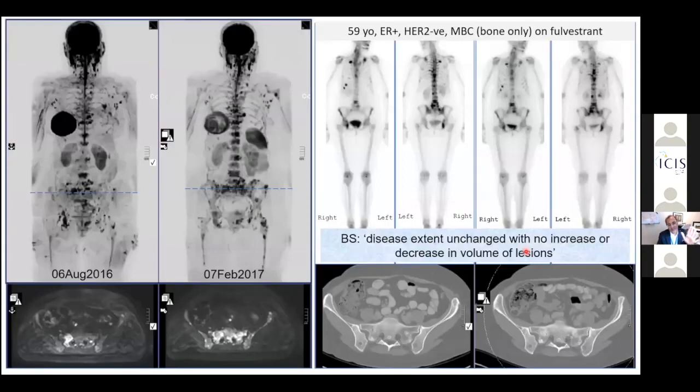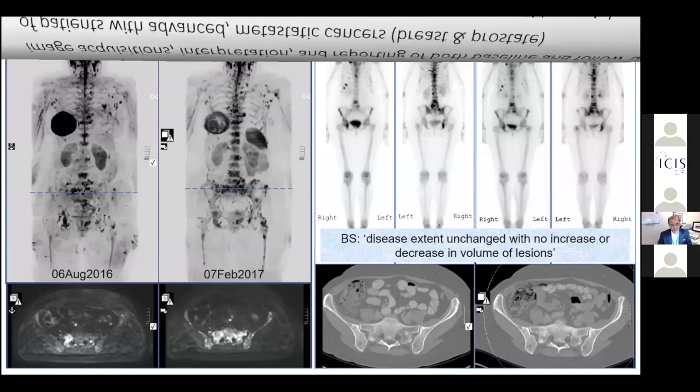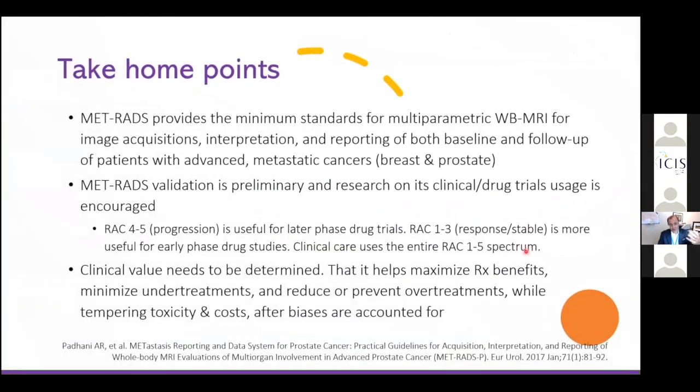So here's a lady who is progressing. You can see on the whole body MRI, the bone scan, and there's the report, disease extent unchanged with no increase or decrease in size of lesions. Now, you may look at this and go, well, I can see a bit more. But this was a prospectively reported study showing that, in fact, it's efficacious in terms of treatment switching, and a readout on a whole body MRI scan that comes really quickly.